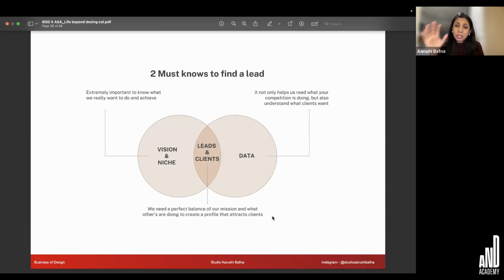Okay. When I say data driven, data can also be picked up from other designers of your city. So, what you can also do is visit profiles of other designers in your city and just see what kind of clients they are getting, and then start targeting your clients accordingly. Okay. It comes out of your vision and niche. So that has to be the first thing that is very, very clear in your head as soon as you get out of college. To get that clarity, do the first 3 steps that we just spoke about.